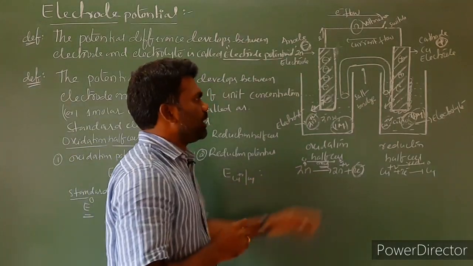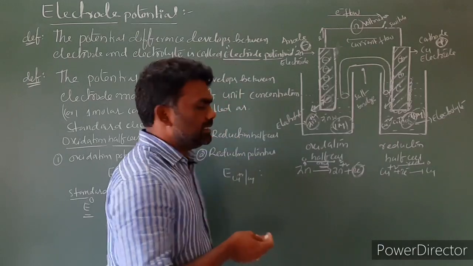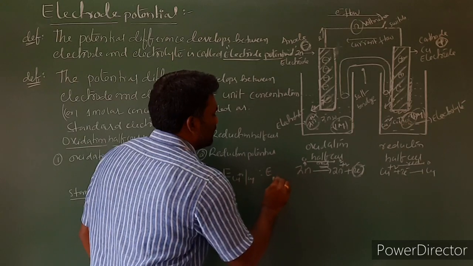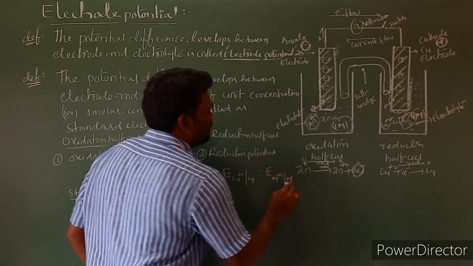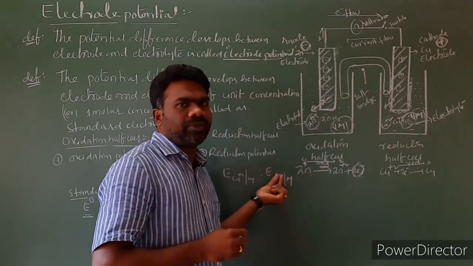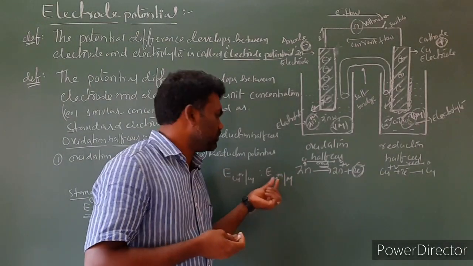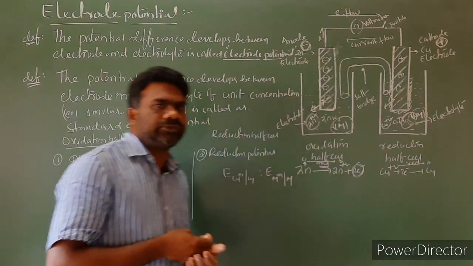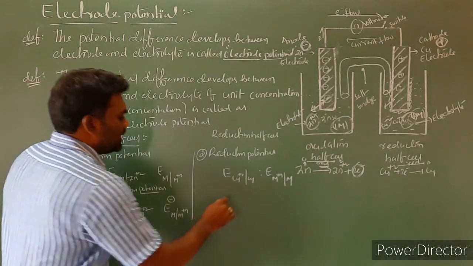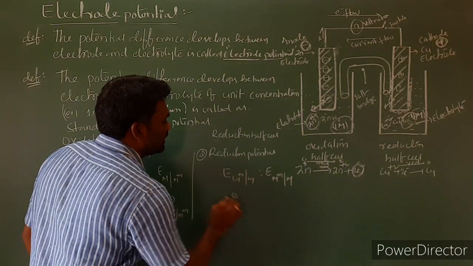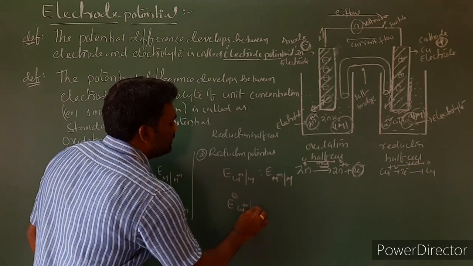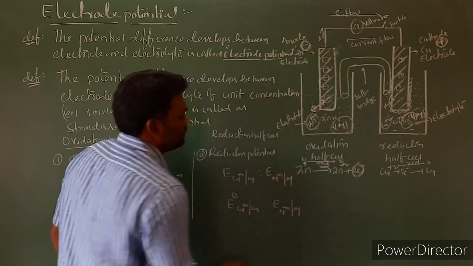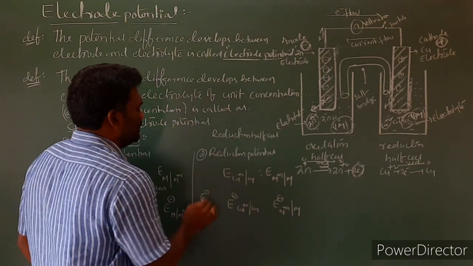If you take any other element apart from copper, we can show the reduction potential as E of M^(n+)/M. Here n represents the number of electrons, which may be 1, 2, 3 and so on. M^(n+) is converting into M, so reduction is going on. This is the standard condition for Cu2+/Cu, and for any other metal M^(n+)/M; you can also write E naught.